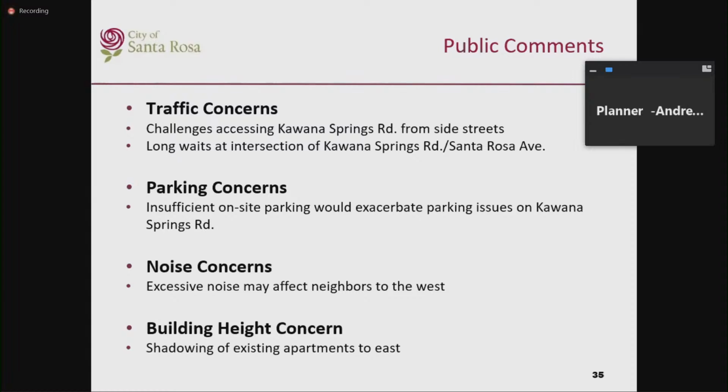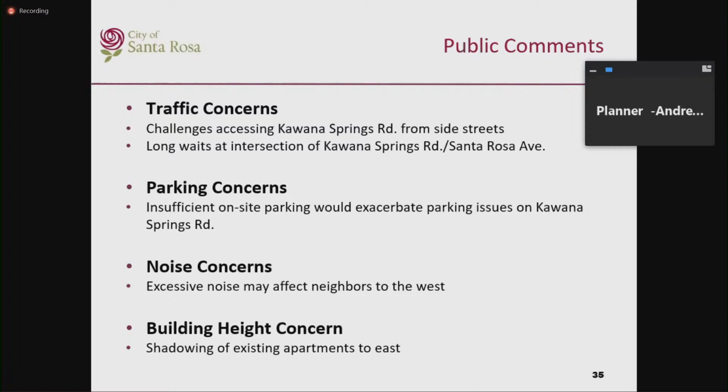Finally, noise concerns. There were comments that excessive noise may affect neighbors to the west, particularly as it relates to ground level activity. The applicant has designed into the project a privacy wall around all edges of the project site to ensure that noise is contained on site.